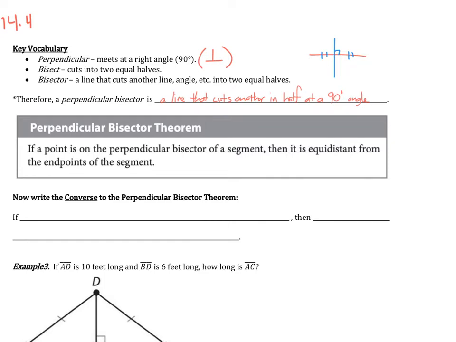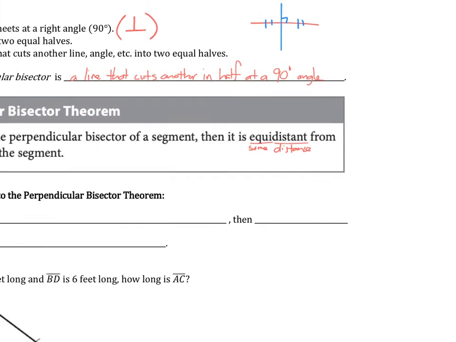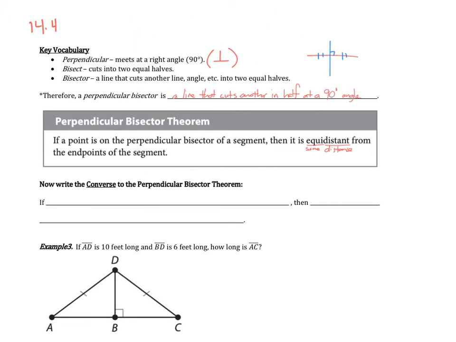then it is equidistant. Hopefully you remember some root words from your time in English class. Equa meaning same, distant meaning distance. So it simply means the same distance from the endpoints of a segment.